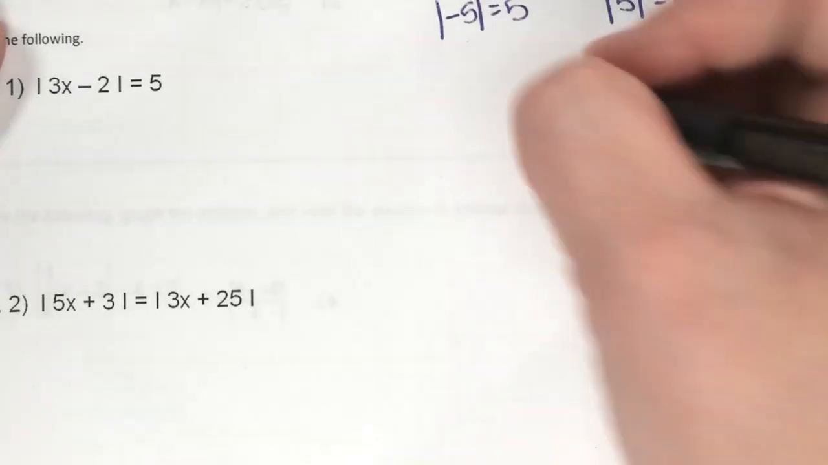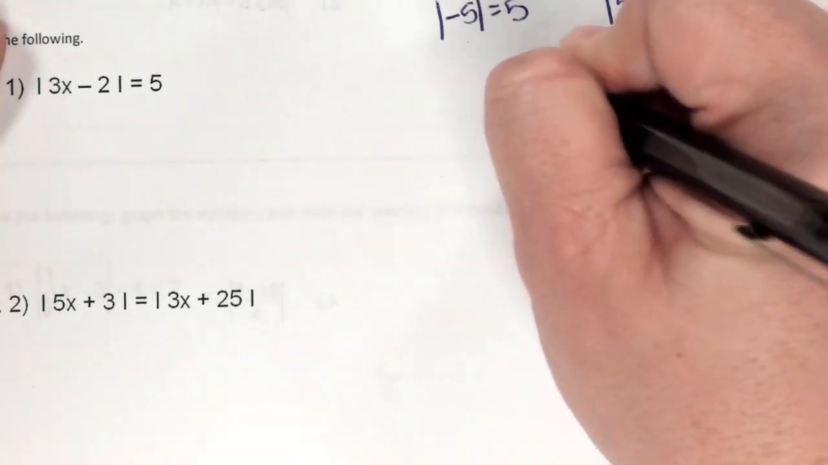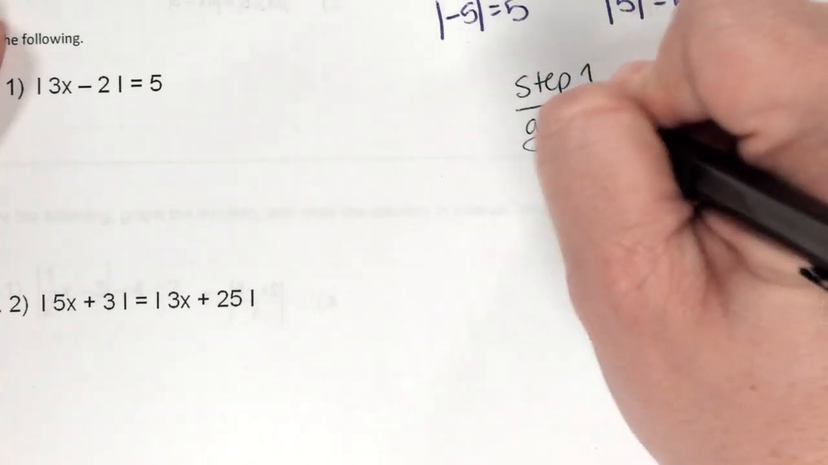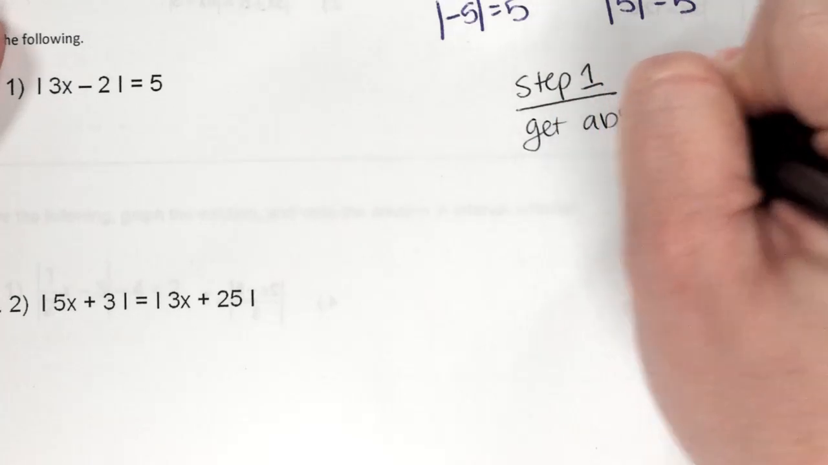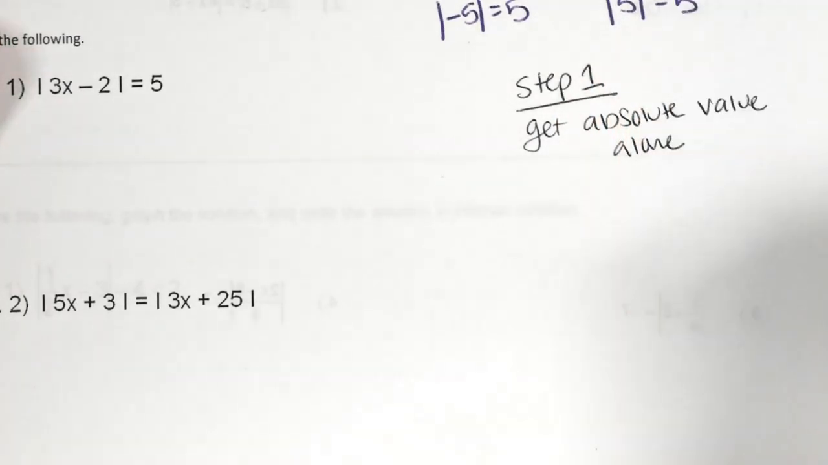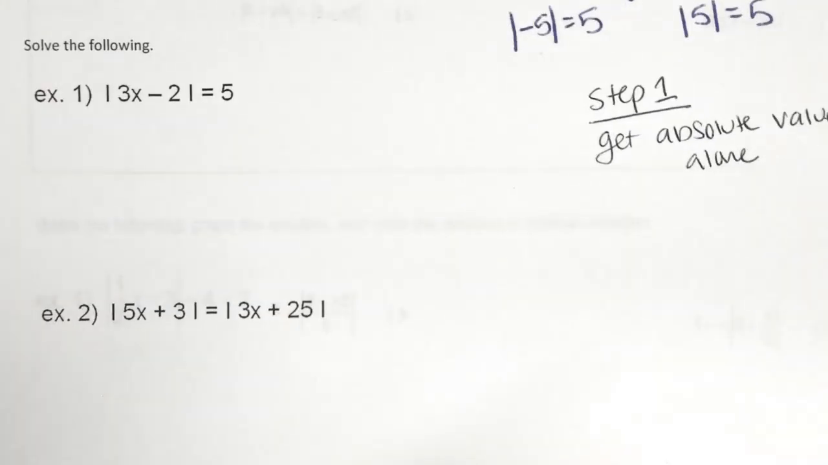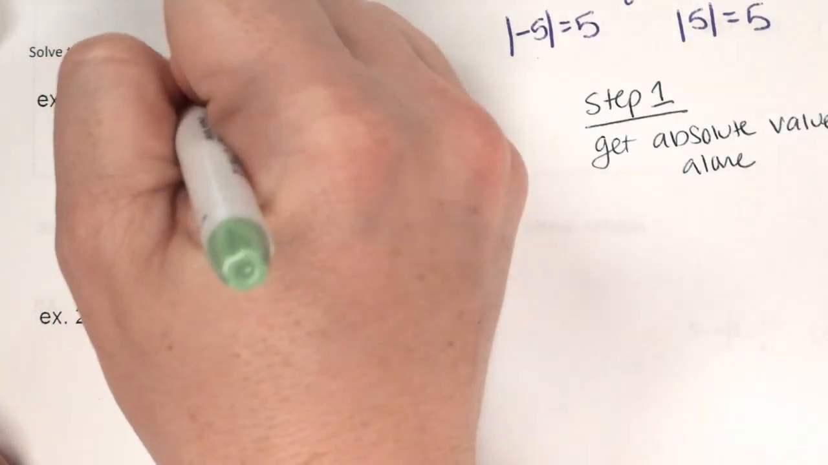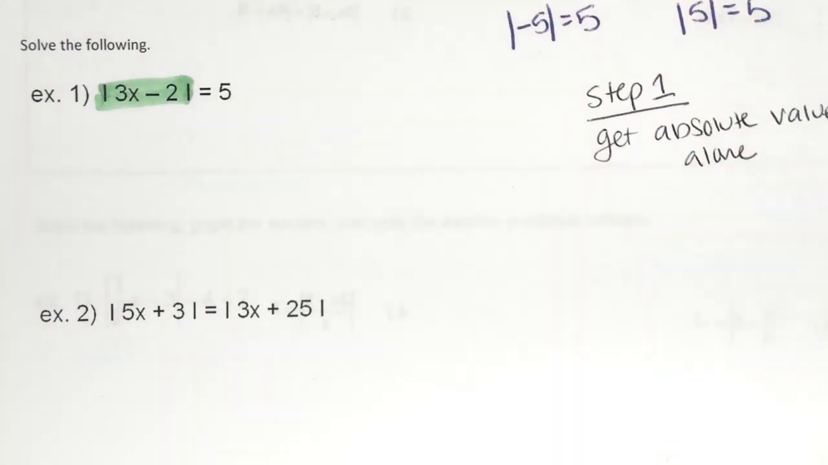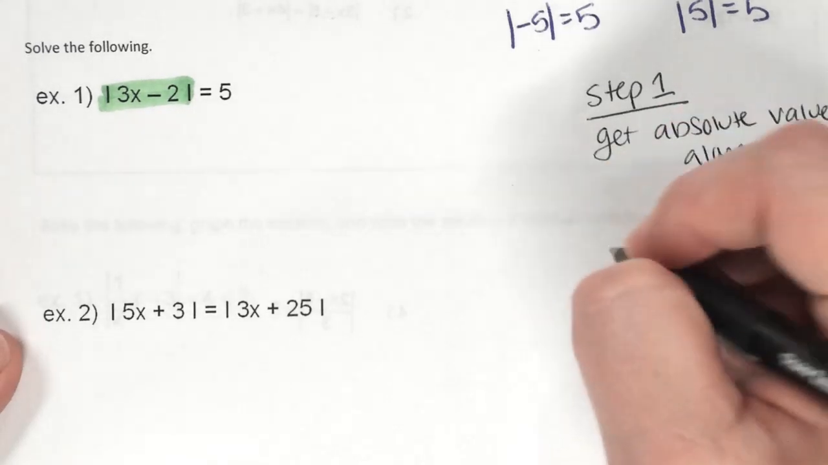Okay, so step 1 is to get the absolute value alone. If we look at number 1, here's my absolute value. Is it alone on the left side of the equal sign? Are there any plus or minuses outside of the absolute value? Any multiplication or division outside of the absolute value? No. So it's already alone. Step 1's done.